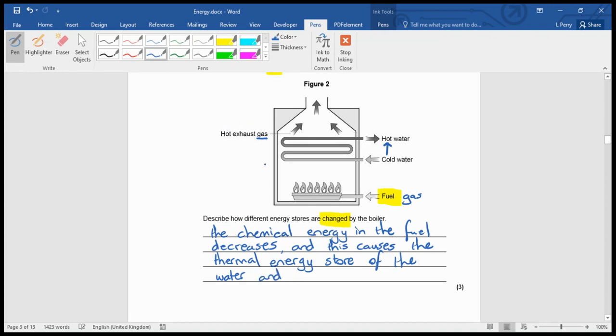And now I could put and the exhaust gases, I could put and the metal the boiler's made out of, and I'm just going to call it the surroundings, but it doesn't actually matter what word I use. But for my 3rd mark, I must make it clear I know that it's heating up the surroundings as well. So the chemical energy in the fuel decreases. This causes the thermal energy store of the water and the surroundings to increase. So I've clearly said the changes, and I've said 3 marks worth of changes. I said the chemical energy in the fuel's decreasing. I said the thermal energy of the water is increasing, and the thermal energy of the surroundings is increasing. 3 marks.